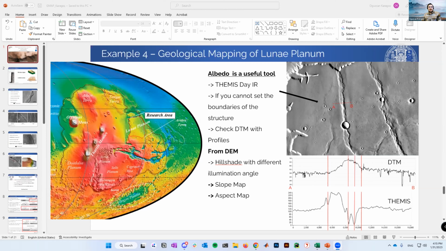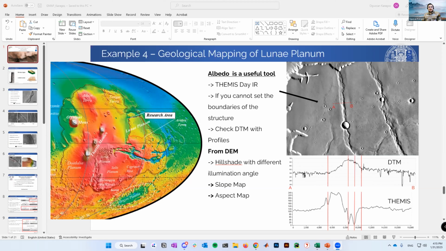On the right side, we have THEMIS data, this infrared day image. I took the profile from A to B, and the upper part is the CTX DTM, and we can see some correlations between the CTX DTM and the THEMIS image. Where the slope is increasing, basically your THEMIS data would be increasing, because the sun-facing side of the ridge is exactly looking toward the same side, and you can try to correlate that kind of data by using the DTM and the THEMIS data together.